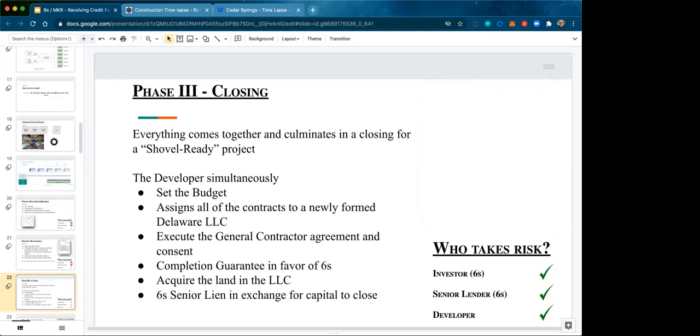We talk about when there's a shovel-ready project: the point where everything has culminated to an actual closing, where there is a guarantee in favor of the lender, where there's a general contractor committed. The land is simultaneously acquired into a newly formed LLC. In exchange for the capital to do all of that, 6S receives a senior lien over the entire project with all of the assignments. It's at this point the project switches from a developmental risk to a construction and execution risk.